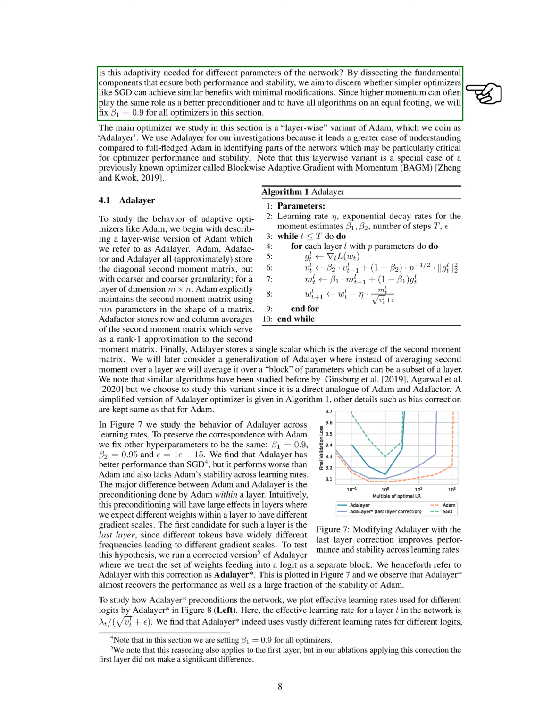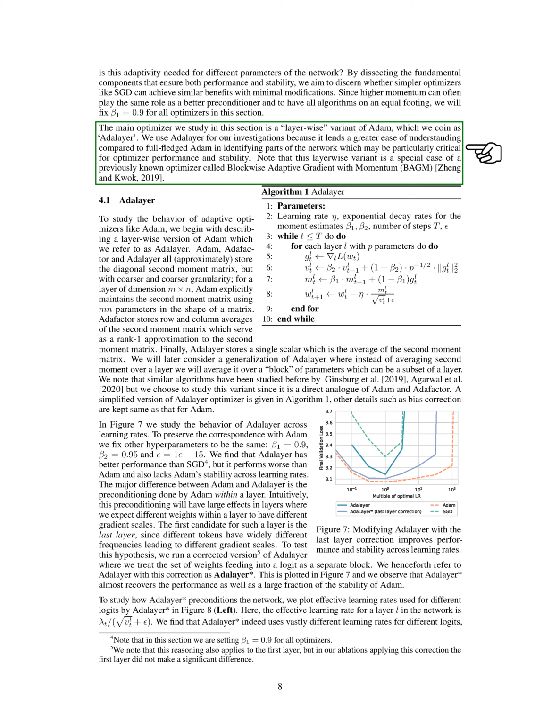To ensure a fair comparison among all optimizers, we will set beta_1 equals 0.9 for each optimizer in this analysis. Our primary focus will be on studying a modified version of Adam called Adalayer, which operates at a layer-wise level. We chose Adalayer for this study because it offers a clearer understanding compared to the full Adam optimizer, helping us identify critical parts of the network that significantly impact optimizer performance and stability. It's important to note that this layer-wise approach is a specific instance of a previously known optimizer called blockwise adaptive gradient with momentum, BAGM.